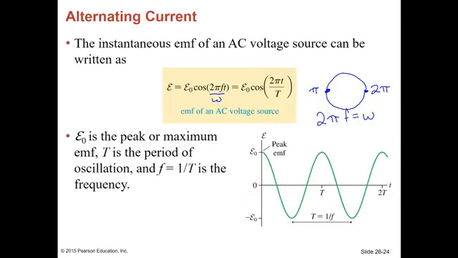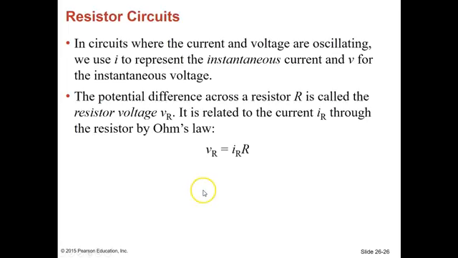So hopefully that helps you go back and remember some of the things that you probably did in wave motion or oscillatory motion. Let's talk a little bit about resistor circuits. In circuits where there's both current and voltage oscillating, we're going to use little i to represent the instantaneous current, and lowercase v for instantaneous voltage. So be really careful that you recognize that these still mean current and voltage. It's just that it is instantaneous at any point in time.